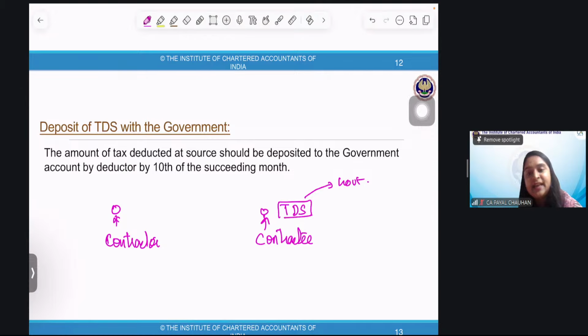Okay, before reading it, we'll do it ourselves. This is November. So if I have deducted TDS for November, it has to be deposited by the 10th of December. Yes, perfect, Navneet. That means you need to remit it by the 10th of the next month. Remit to government. Perfect. That means the amount of tax deducted at source should be deposited to the government account by the deductor by the 10th of the succeeding month, right?